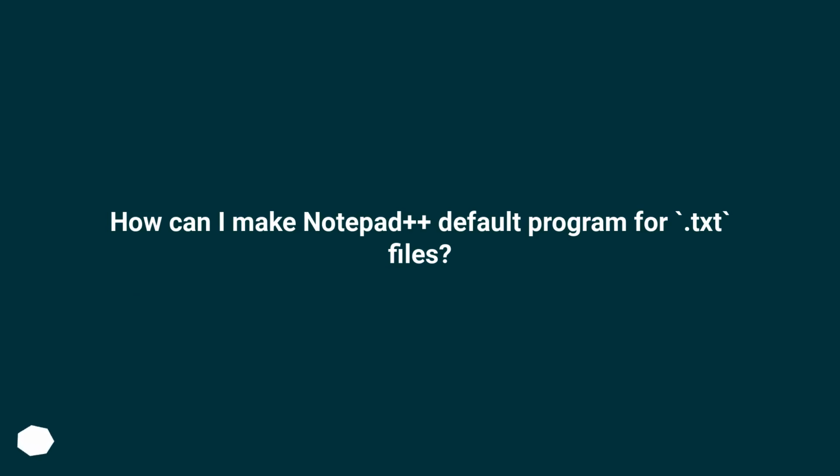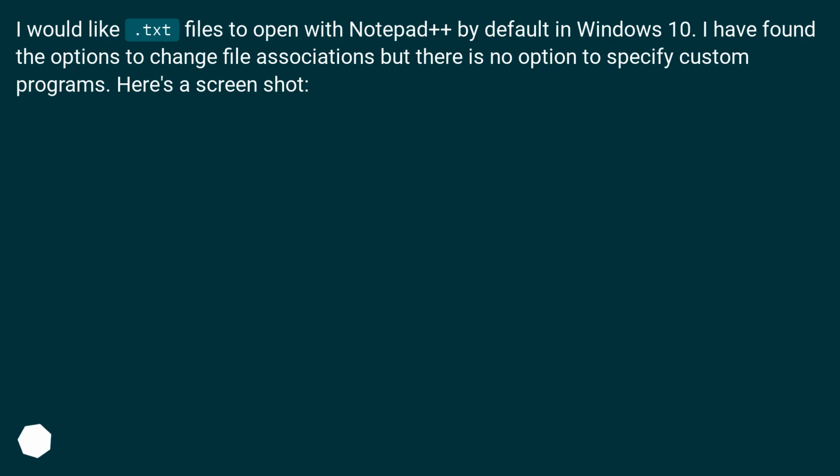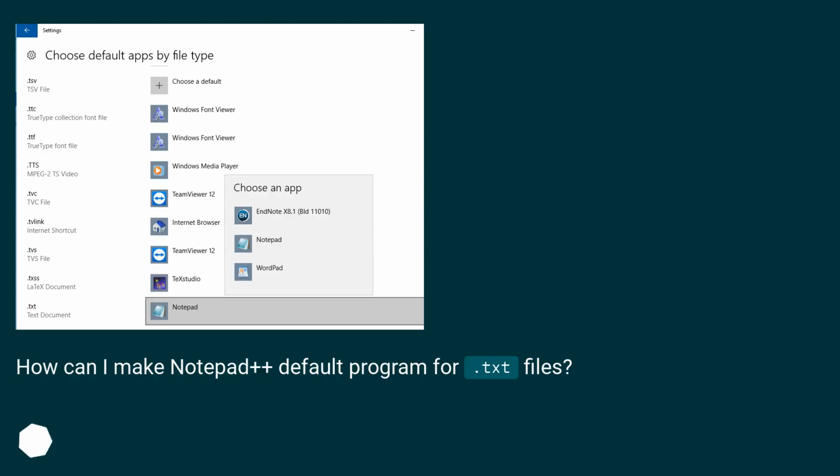How can I make Notepad++ the default program for .txt files? I would like .txt files to open with Notepad++ by default in Windows 10. I have found the options to change file associations, but there is no option to specify custom programs. Here's a screenshot. How can I make Notepad++ the default program for .txt files?